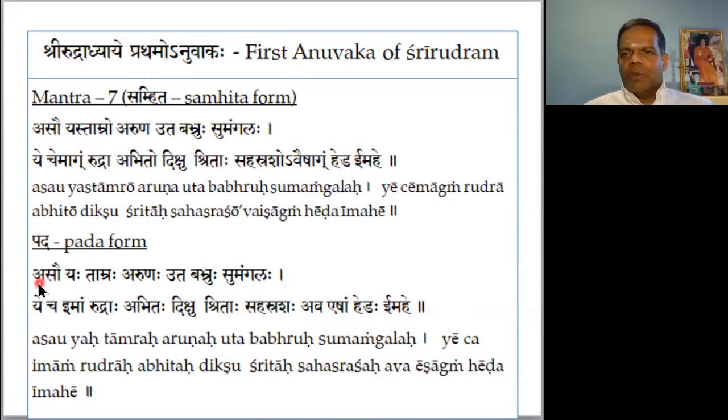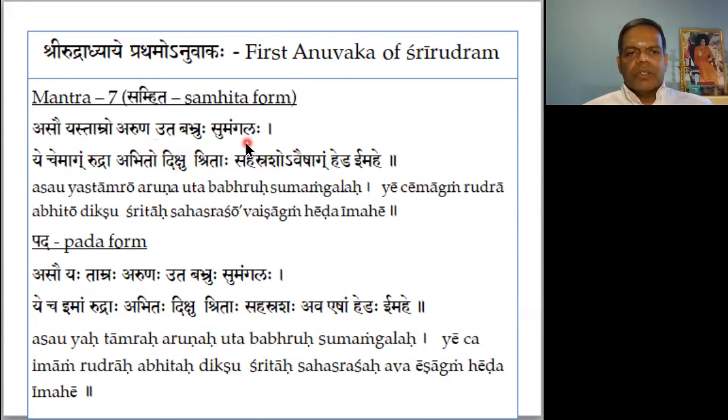So I will just look at the words one by one. Asau, Yaha, Tamraha, Arunaha, Uta, Babhruhu, Sumangalaha, Ye, Cha, Imam, Rudra, Abhitaha, Dikshu, Shritaha, Sahasrashaha, Ava, Esham, Hedaha, Imahe.